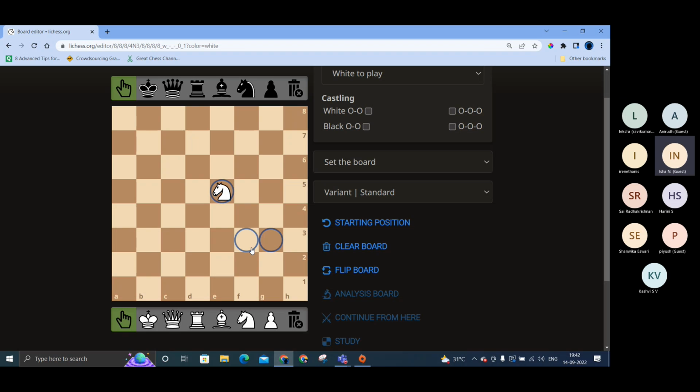So this is not a landing square, so it doesn't. Okay.